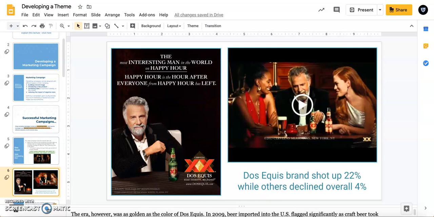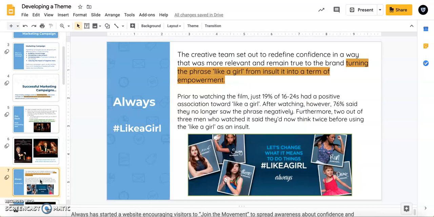Dos Equis actually shot up 22%, while all their other competitors fell 4%, even when craft beers were monopolizing the market. And it was because of their marketing campaign. Marketing campaigns can increase sales, and that's exactly what it did here. Here is another one, Always is a feminine care product.